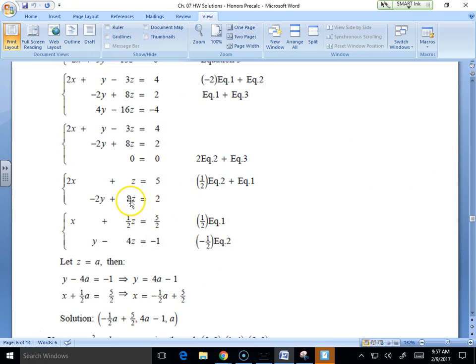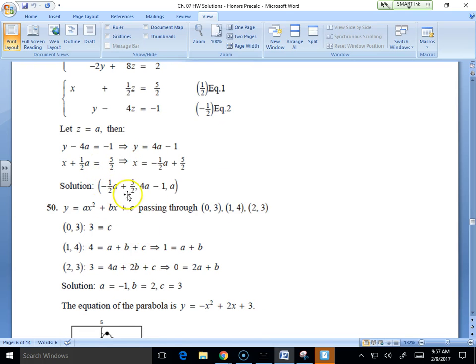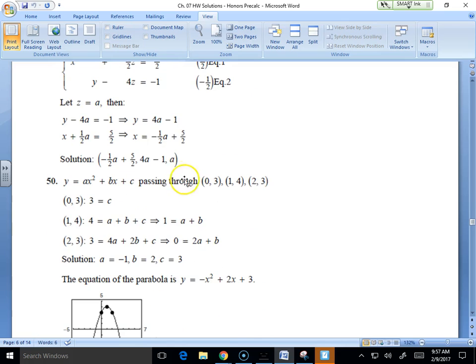And they back substituted to find y, back substituted to find x, and they were able to get the final solution. So if you guys got stuck on number 42, 0 equals 0 was your clue to let z equal a, and then plug in for y, plug in for x.